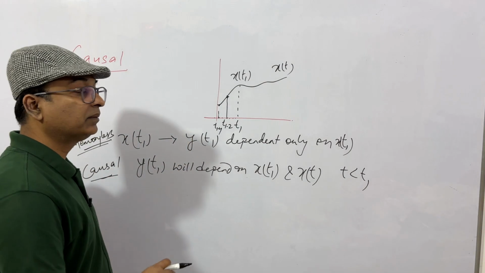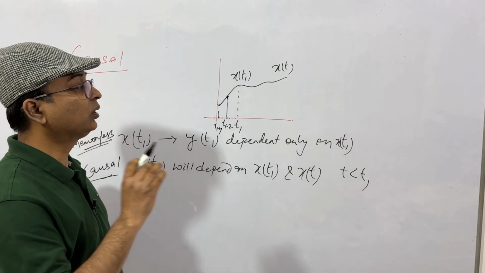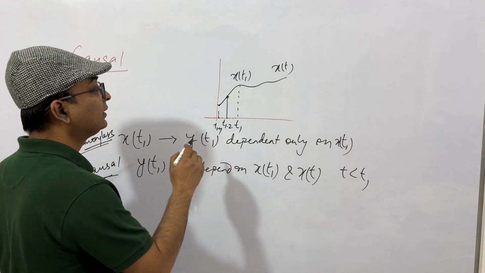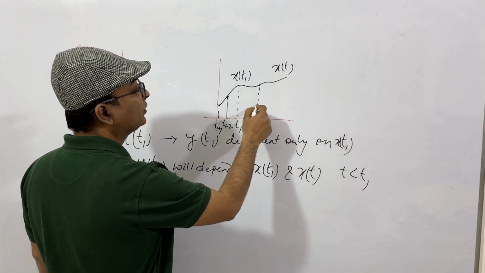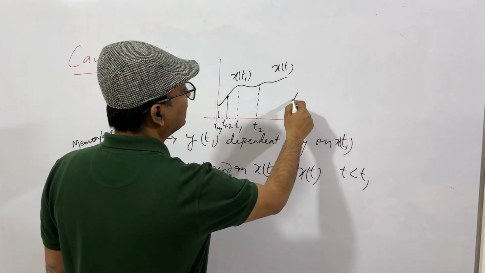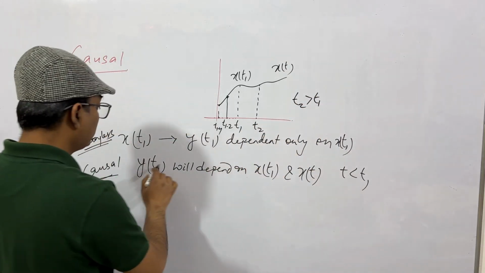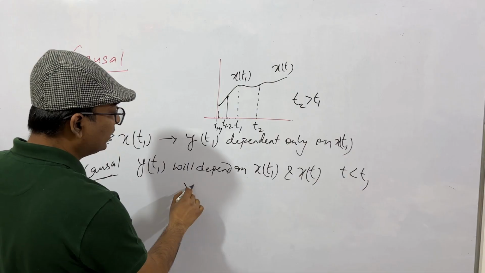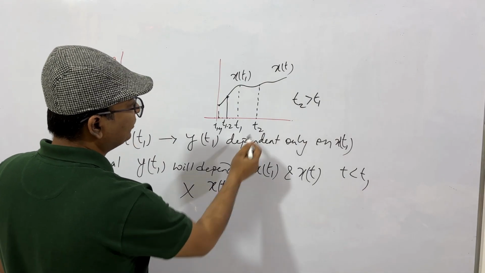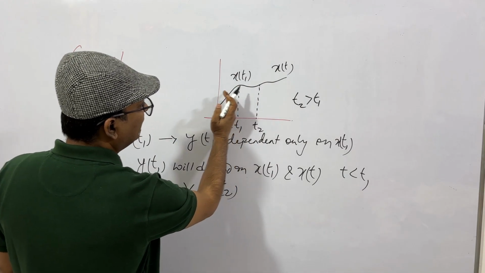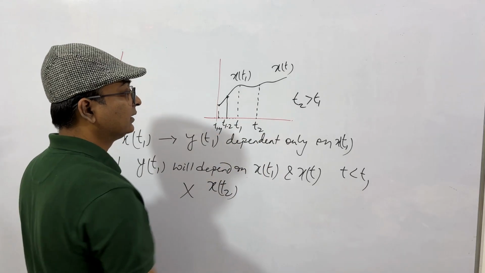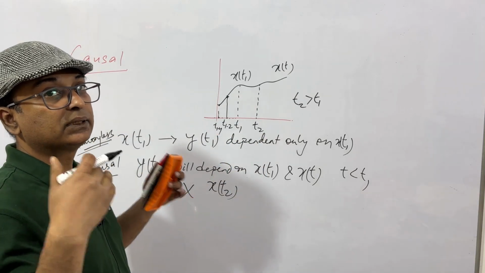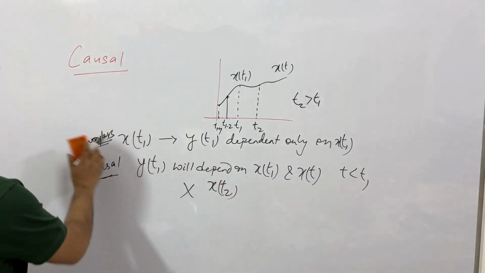That is, the system is not anticipative, it is non-anticipative. That is, it does not anticipate the values of the future. That is, if t2 is greater than t1, then for a causal system, the output at t1 will not depend on x at t2. It will always depend on this value and values before it, not after this. That is, it does not anticipate the future. This is the meaning of a causal system.